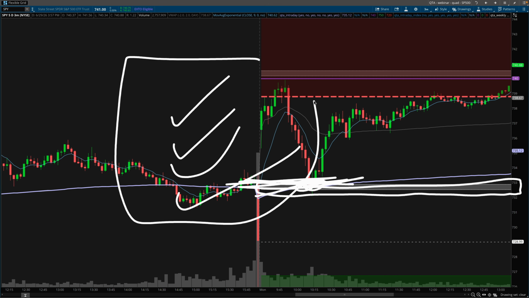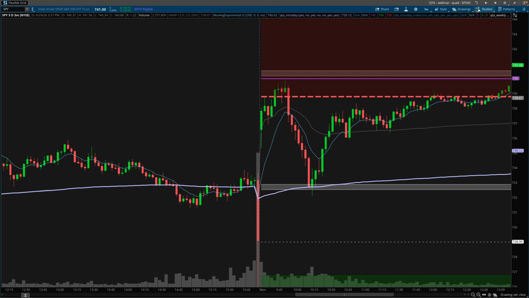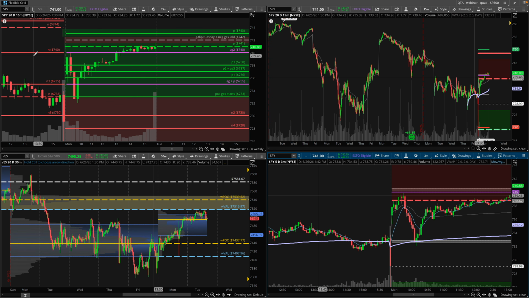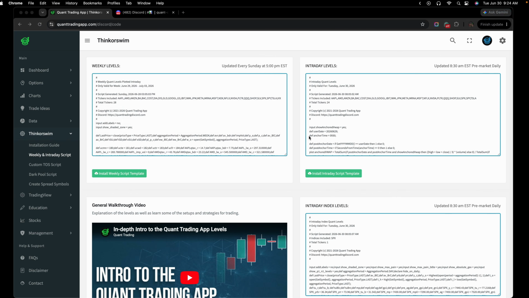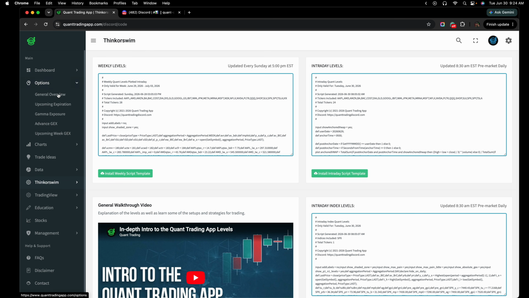So these levels coming from multiple places are all aligning at the same spot. On top of that, we have the gamma exposure levels for the week. This is where the positive gamma starts for the week. The gamma exposure is also coming from Quant Trading App. I do my analysis at the start of the week, and then I plot the levels on my chart.